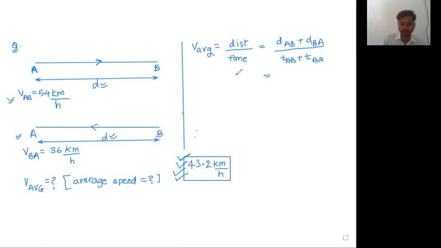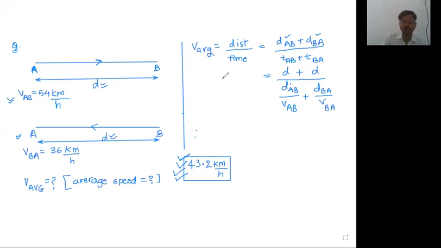So distance AB we will take as D, plus distance BA, we will take again as D. This is actually given data, hidden data, but it is given. Time AB, time is equal to distance upon speed. Time AB will be distance AB upon speed AB, plus time BA, which is distance BA upon speed BA.